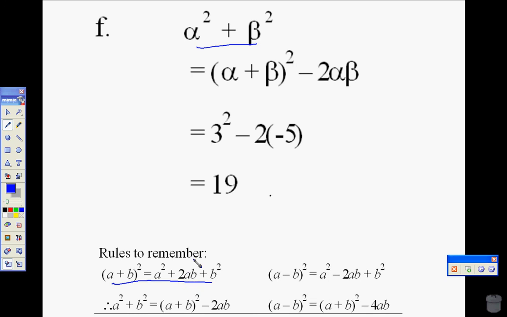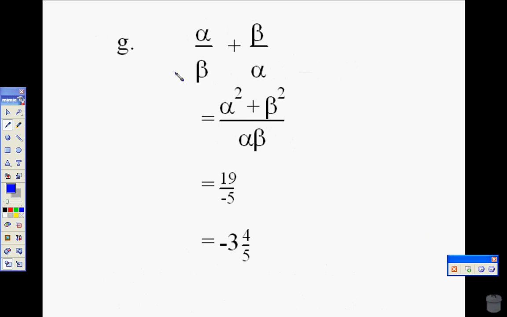Then, if that's the case, what we can do is say that alpha squared plus beta squared is equal to alpha plus beta all squared minus 2 alpha beta. Now we've got the product of the roots in there, and we've got the sum of the roots in there. We can do our substitutions, and we're able to simplify it. As long as we can get back to the sum of the roots and the product of the roots, we can always work them out.